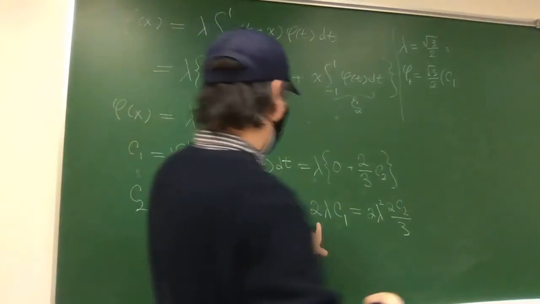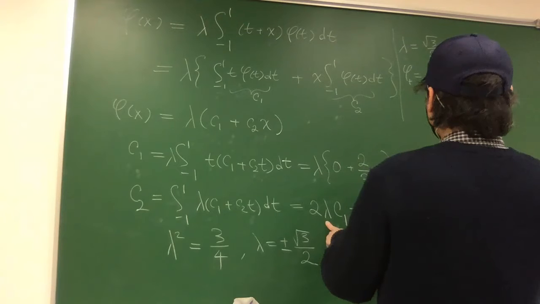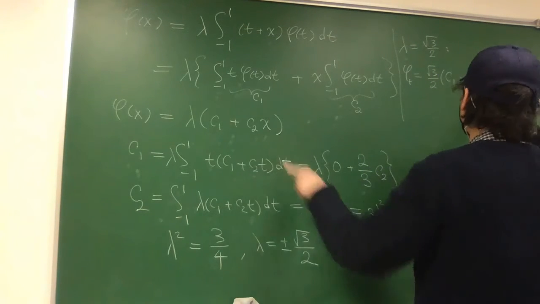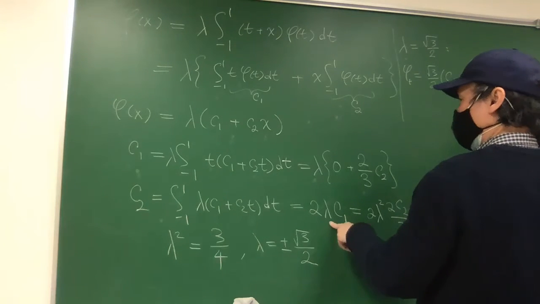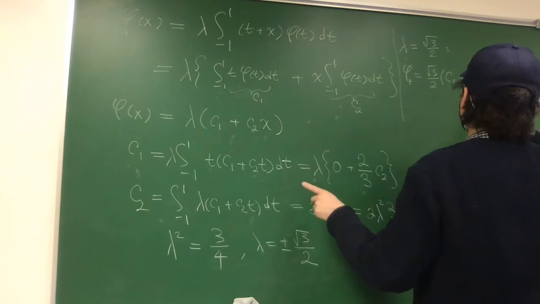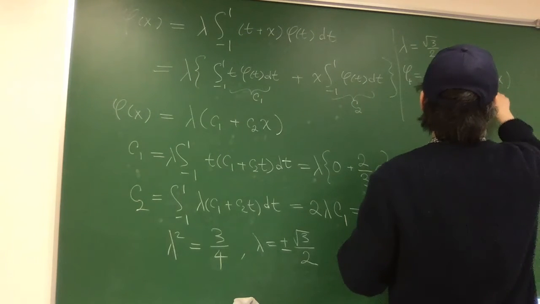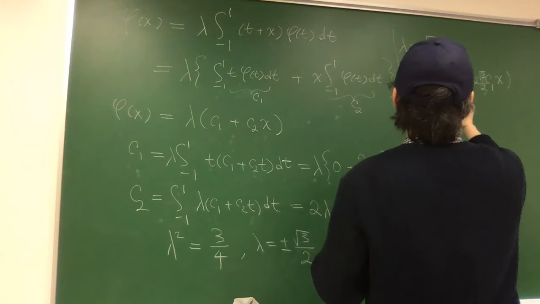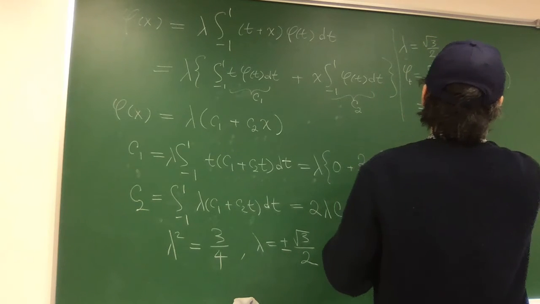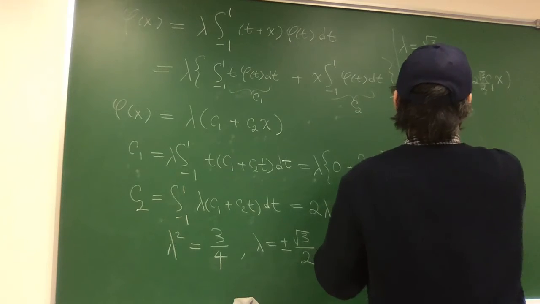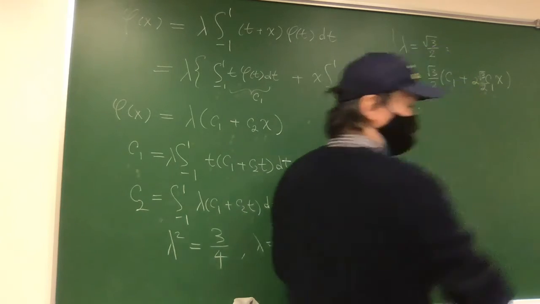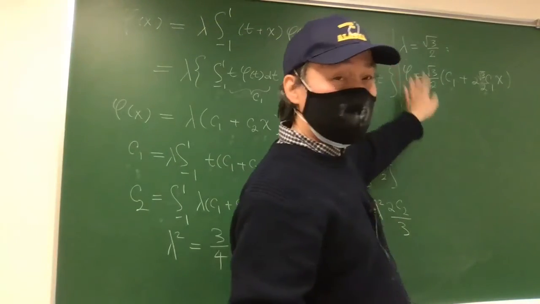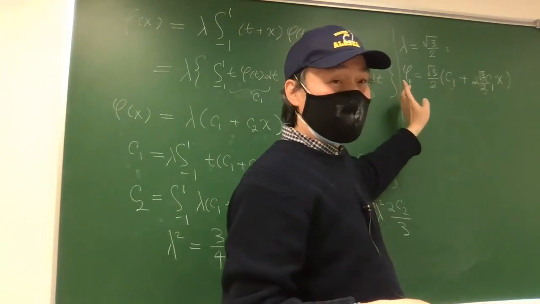Can be obtained using this one, so 2 lambda C sub 1, that's C sub 2, times x, and lambda for this one you can change back to square root of 3 over 2, C sub 1 times. The rest is just simplification. Because you solve the eigenvalue problem up to a constant, that doesn't matter. So you can keep this one as your arbitrary constant.